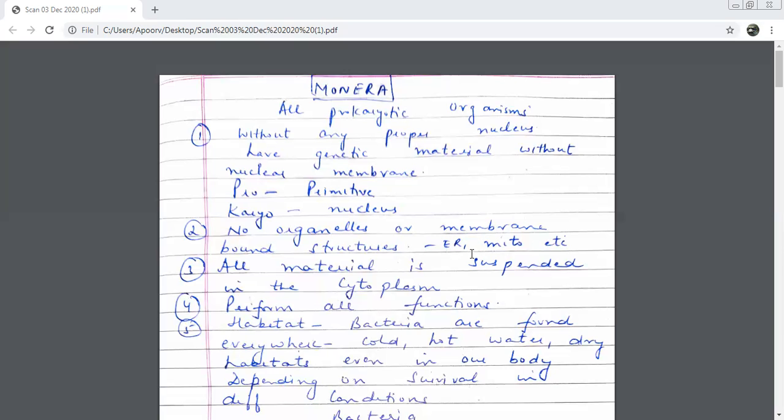This is the third one. Let's move on to the fourth one. Beta, structurally it is very simple, but if you talk about functionally, it is very complex. Why do you think functionally they are complex?